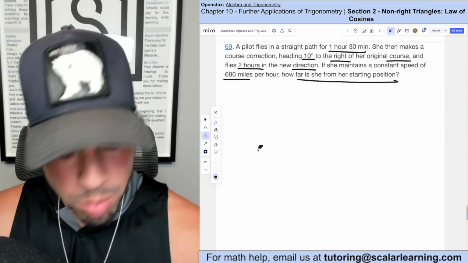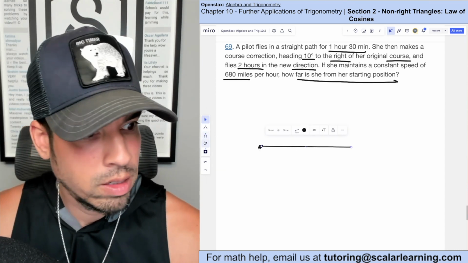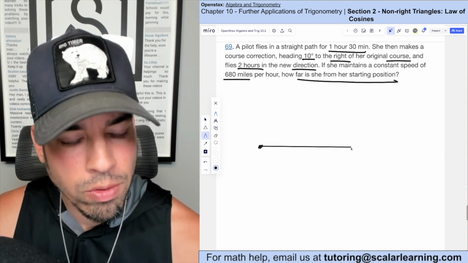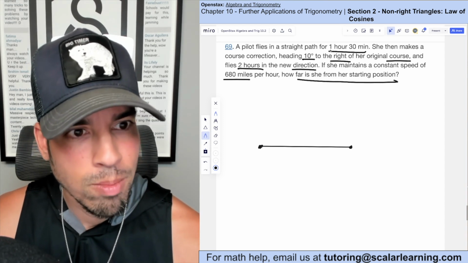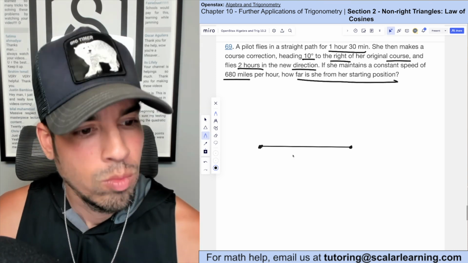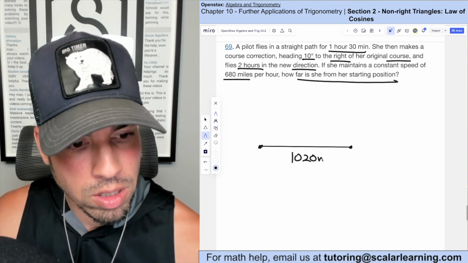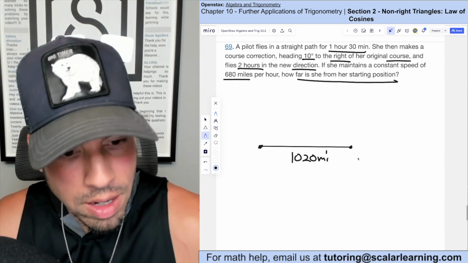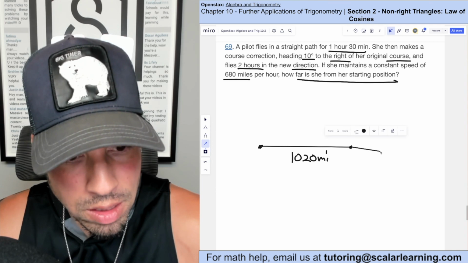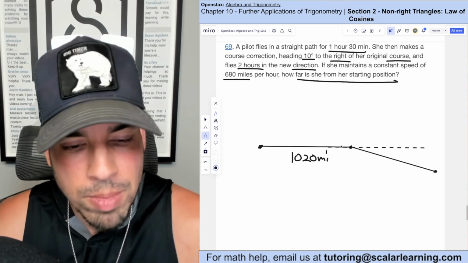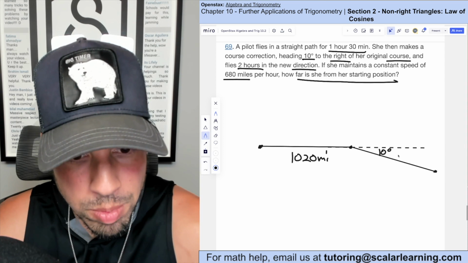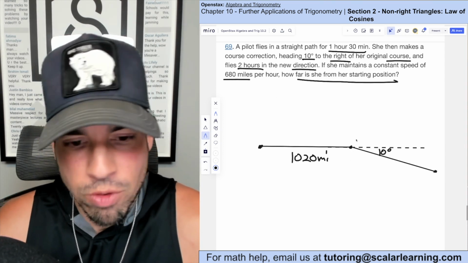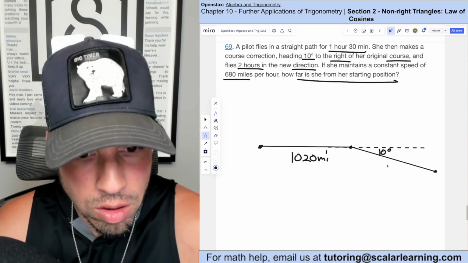So here's her starting point, and we're first going this straight distance at 680 miles per hour in an hour and a half. So to figure out what that distance is, I multiply 1.5 times 680, which gives us a distance of 1,020 miles. Then there's a course correction of 10 degrees. So going 10 degrees to the right, let's just say right is like kind of going down. Let's just say like this. So that means if I kind of extended this out, this would be the 10 degrees. And then this distance, we're going again 680 miles per hour for 2 hours, 2 times 680, that's 1,360.